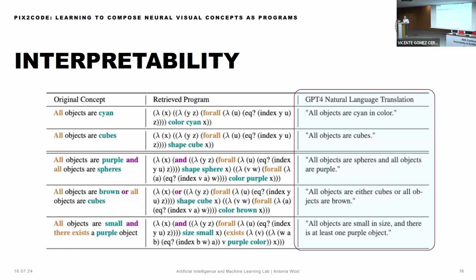But one thing that is cool about the lambda programs is that you can see here already that there are a lot of parts that are reused for different concepts. For example, we have the concept all objects are cubes, which is encoded by this program. And here down there, you have the concept all objects are brown or all objects are cubes. And as you can see here, there's this program part that is also up here for that concept. So you can really see the compositionality of our programs.